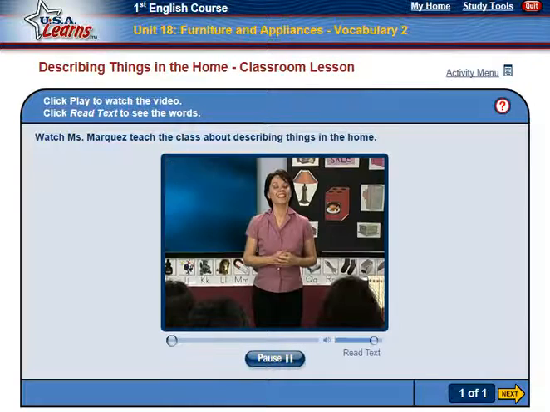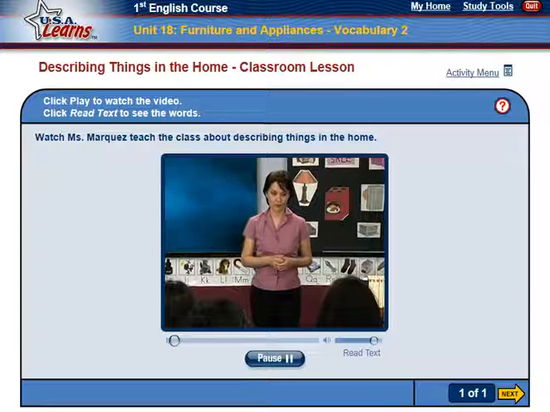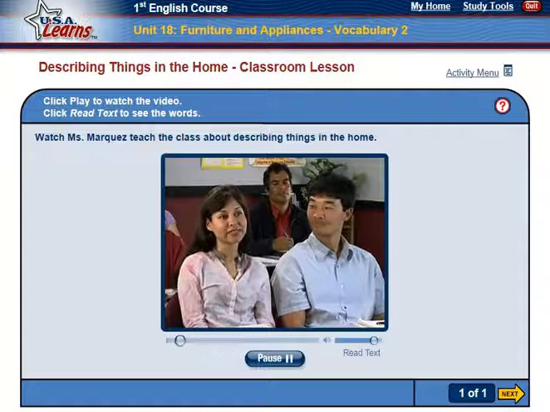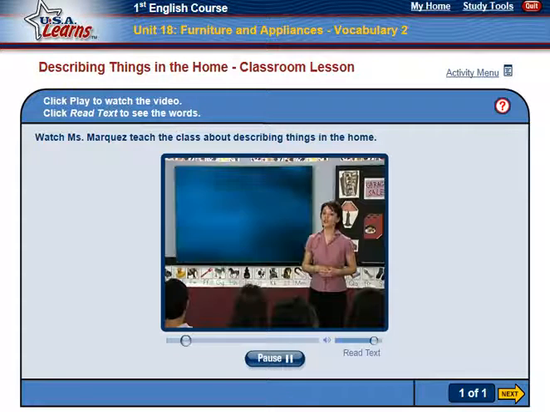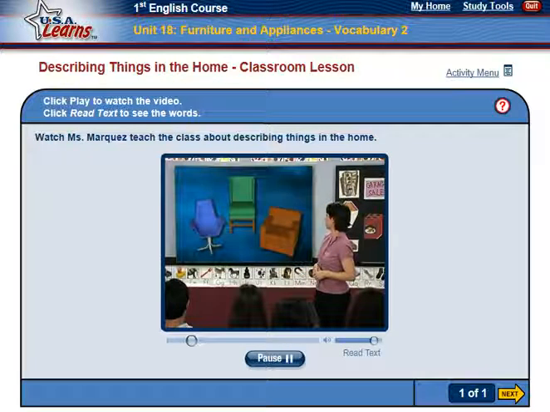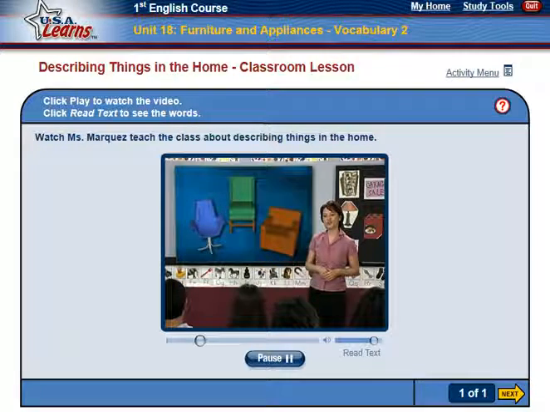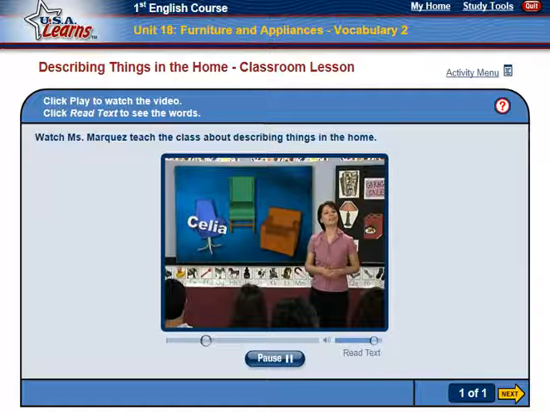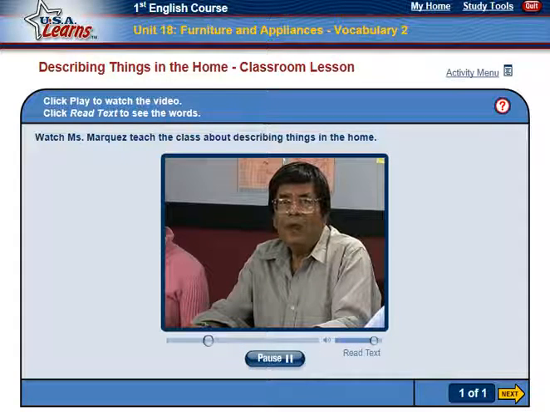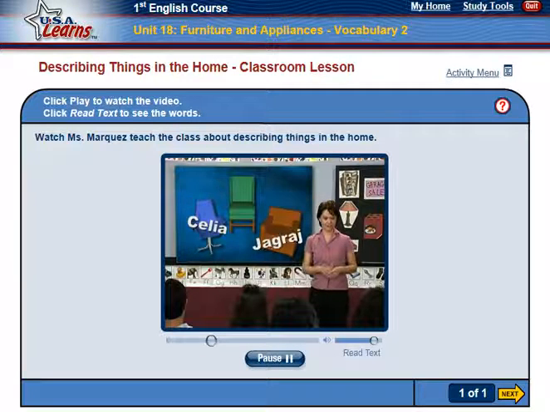Class, let's practice describing things we have in a home. What do you need for your new apartment, Celia? I need chairs. What kind of chairs? I don't know. Let's learn some ways to describe furniture. We have three chairs. A green one, a blue one, and a brown one. Celia, which one do you want for your new apartment? I want the blue one. Jagraj, how about you? I want the brown one. Carmen, how about you? The green one.